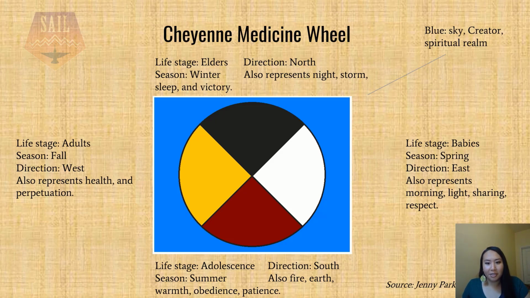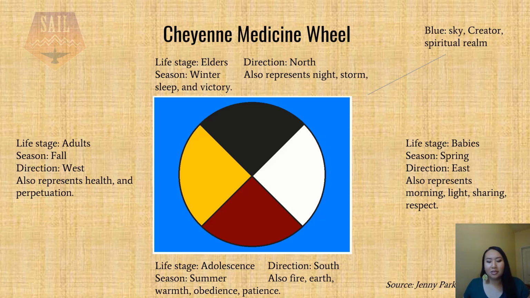I want to share the Cheyenne medicine wheel. My relative, Jenny Parker Seminole, who's a respected elder, told me some years ago in my personal research on beadwork that I need to begin by looking at this. It's just so essential to Cheyenne history and epistemology. Each color represents a cardinal direction, a season, and a stage of life, including the blue around it, which represents the fifth stage and refers to Creator in the spiritual realm.